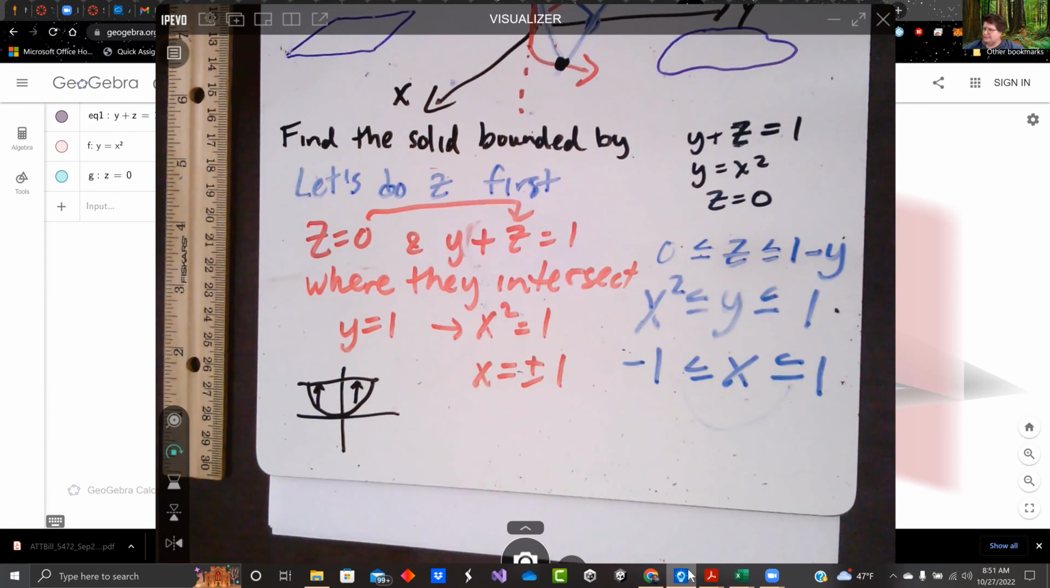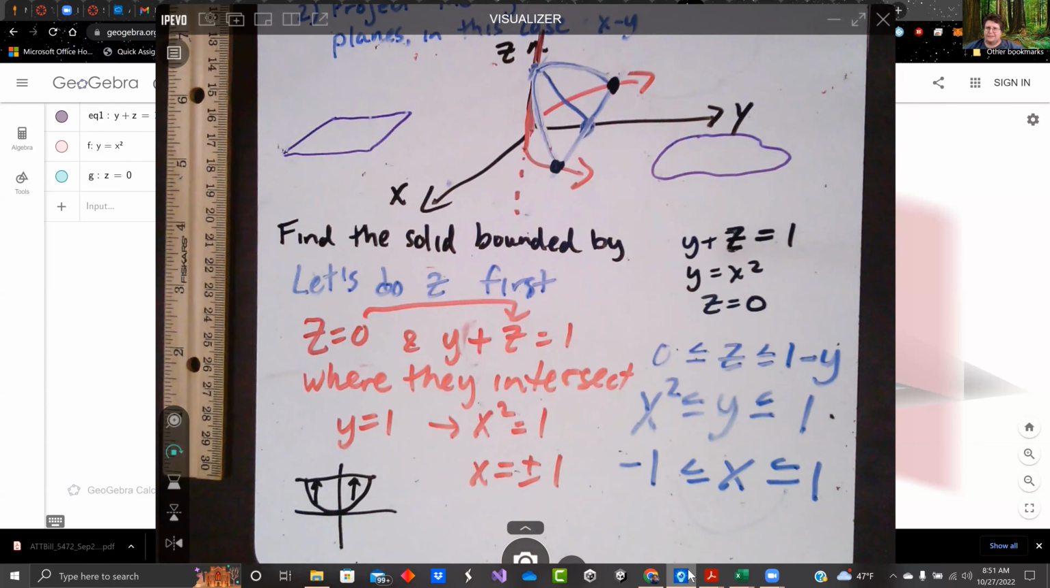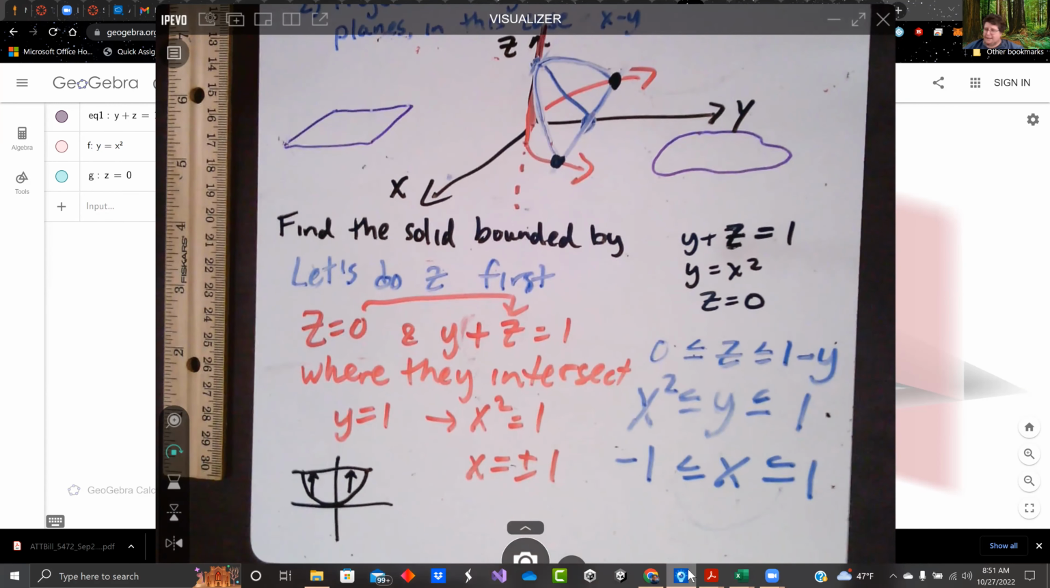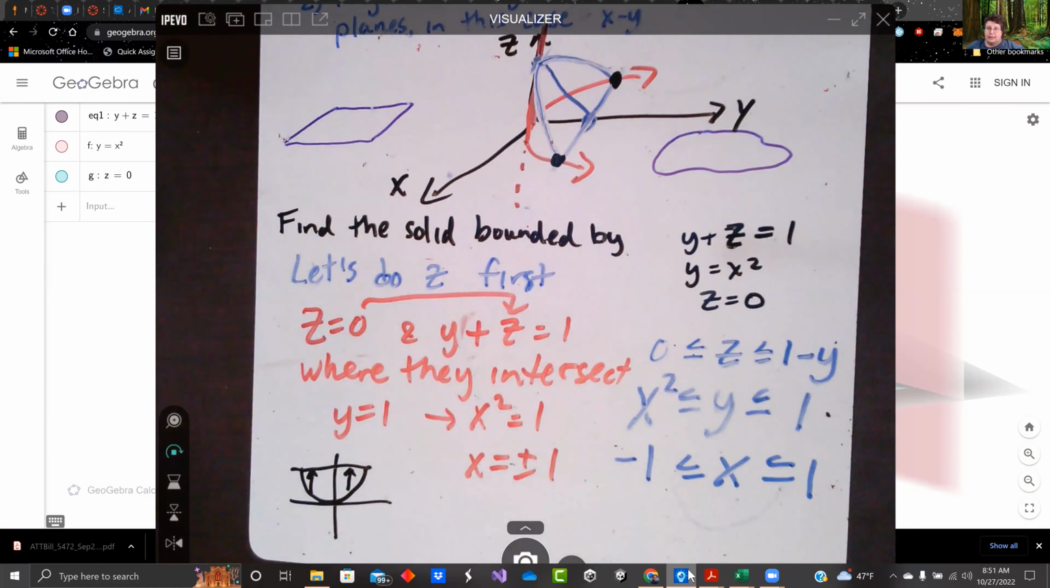Does that make sense? You kind of have to sketch the picture. Try to do a sketch by hand before you go to GeoGebra, because you're not going to have GeoGebra on the test. And it's a useful skill.